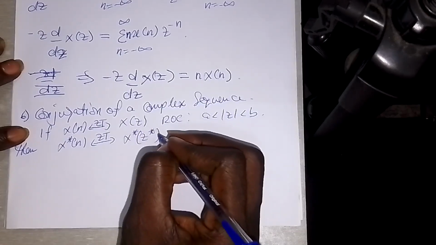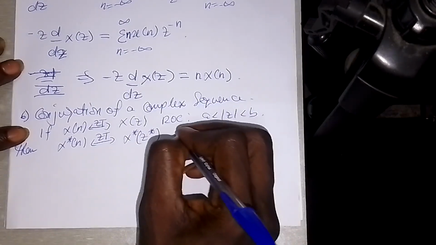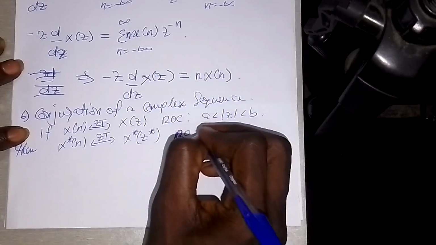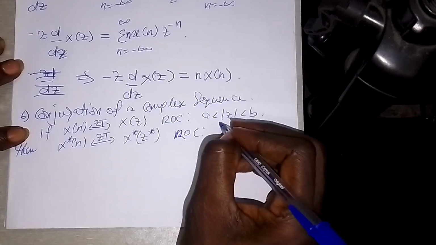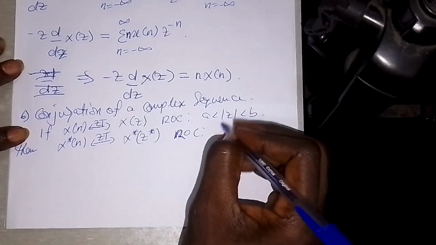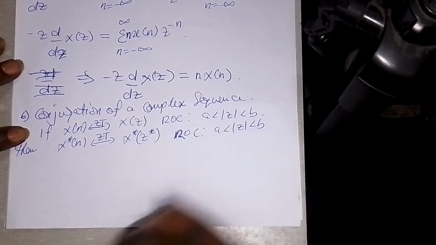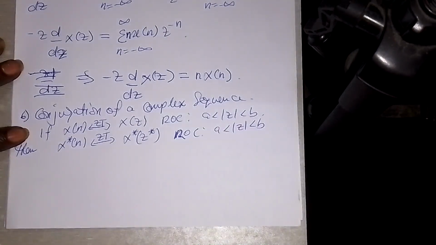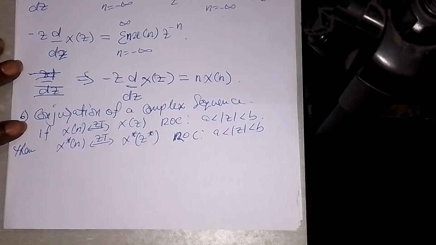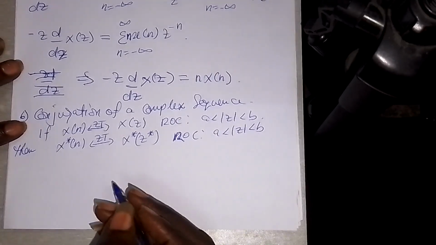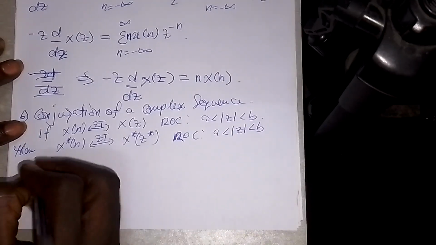So the ROC here is going to be the same, A less than mod Z less than B. So this is what we're going to have. Then if we have this one, let's quickly prove it. Now Z of what?